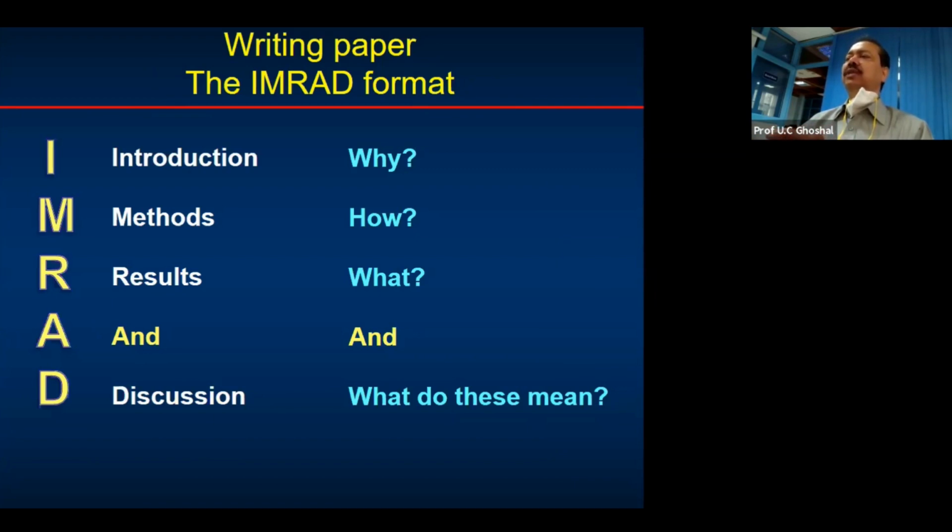In the introduction, typically you answer why you want to publish this study. Why did you do this work? So introduction means why. Method is how did you do this work? Result is what did you find? And discussion is what do these mean? So these are the 4 things: why, how, what, and what do these mean?